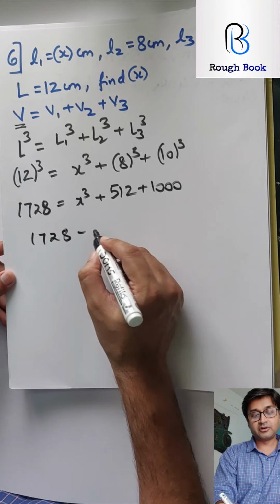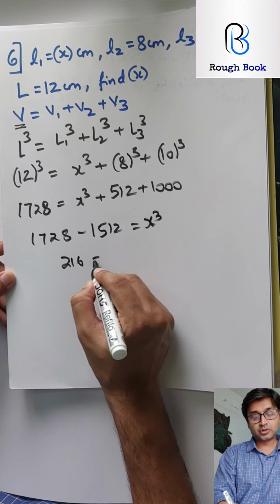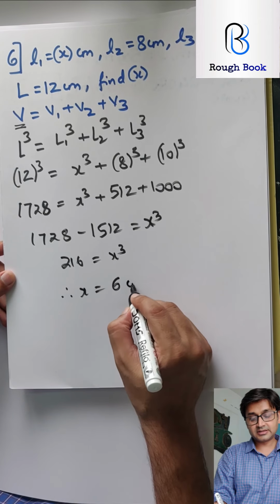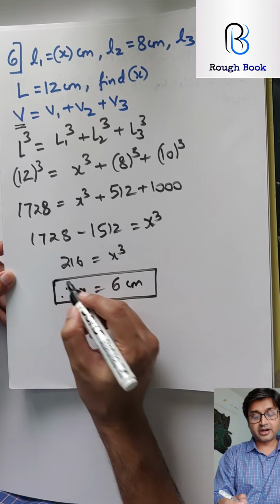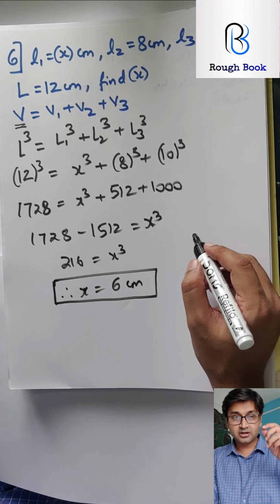So 1728 minus 1512 equals x cube. So 216 is x cube and therefore x becomes 6 centimeters. They asked you to find x, so you don't need to write any statements. You found x, you can leave it there itself. Did you understand the question?